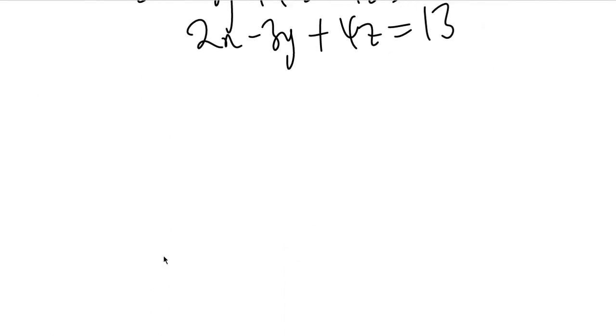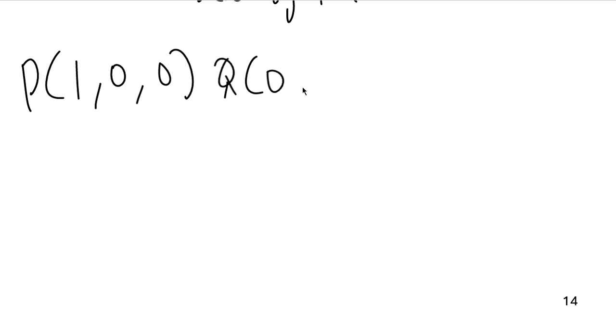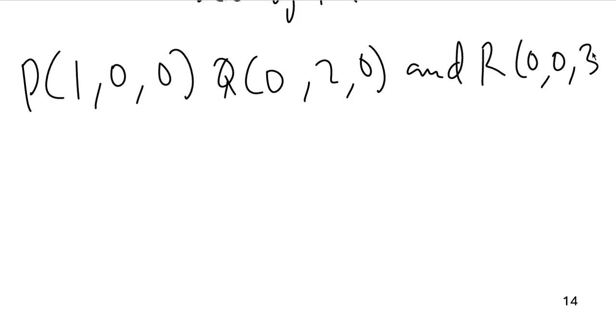So lastly, this is the last question on this. Let's say that P is 1, 0, 0, and then Q is 0, 2, 0, and R is 0, 0, 3, and then we are asked for the equation of the plane that passes through these 3 points. What's it going to be? We can pick a single point, which is going to be our center of normal.